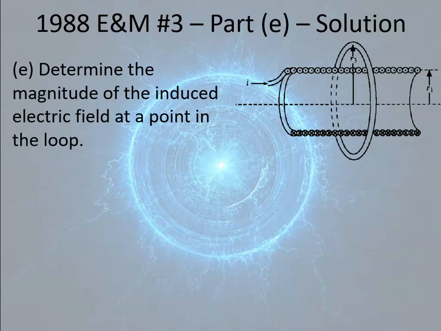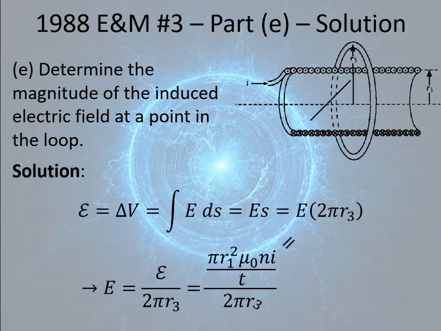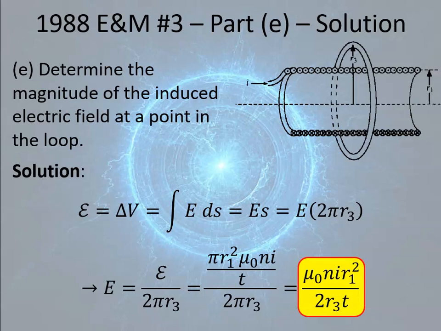And part E, determining the magnitude of the induced electric field at a point in the loop. This is where we actually do care about the radius of the loop, because that delta V is the integral over the entire loop. The electric field there is constant, so we get an S, but that S is the circumference of the loop, 2 pi r3. So our electric field is this script E, which we just got in part D, divided by 2 pi r3, which reduces to mu naught n i r1 squared over 2 r3 t.